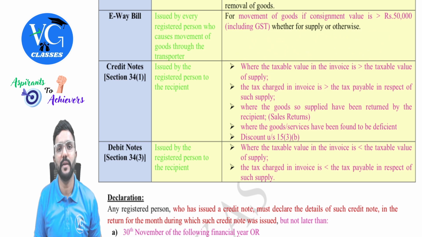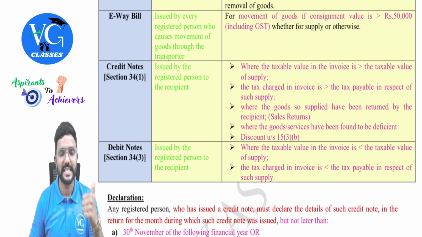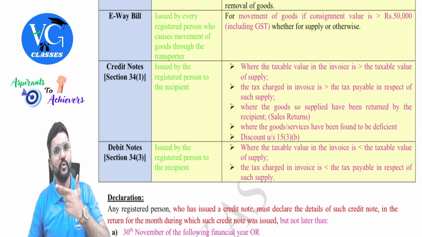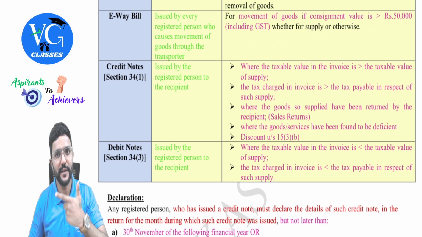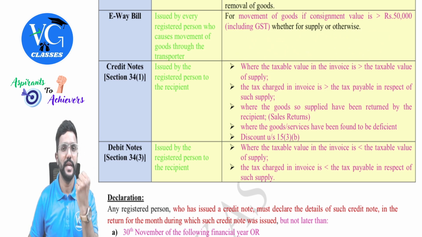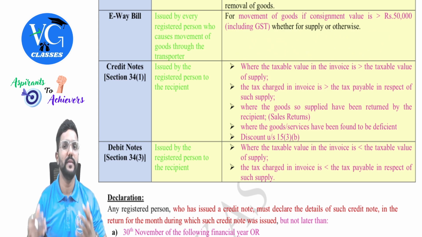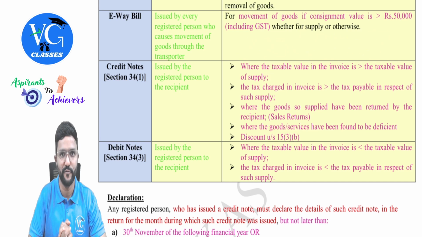And who should generate e-way bill? The first option is the supplier, whom we also call the consignor, or the recipient, whom we also call the consignee. If not, the transporter. Any of these three persons can generate the e-way bill. And about e-way bill, we will learn in detail. We have a separate chapter for it.